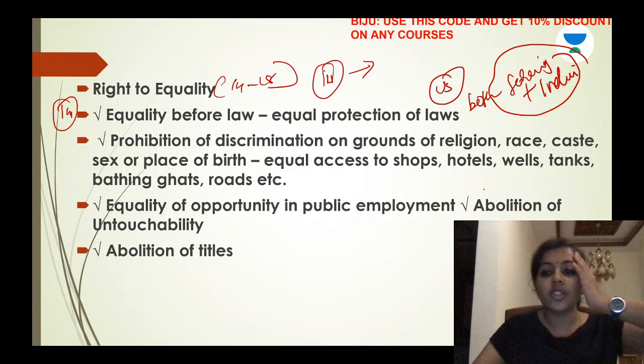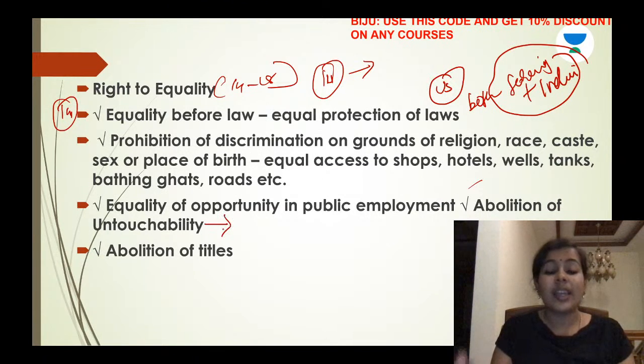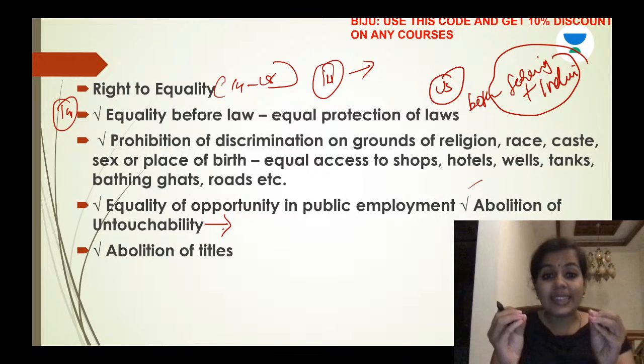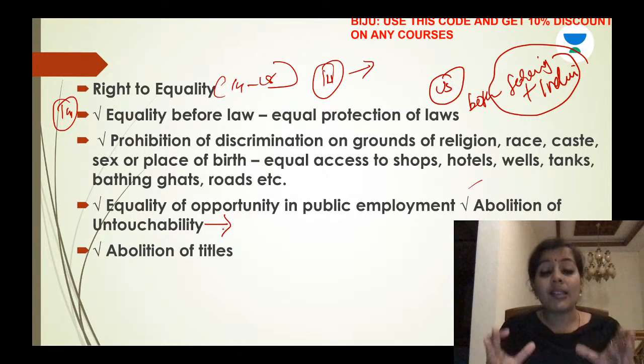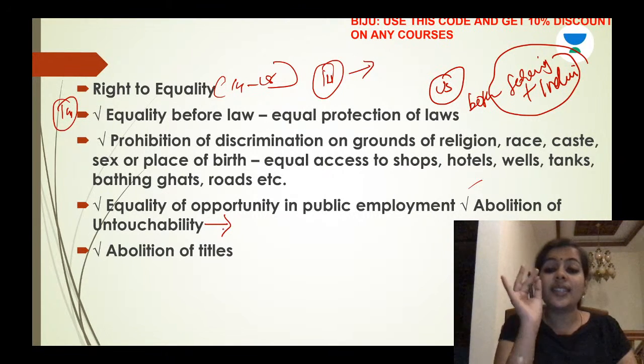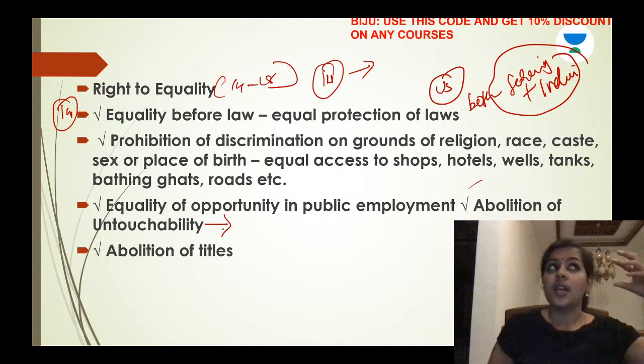So what do you mean by abolition of untouchability? In the past, Dalits were not considered as human. They were considered untouchable. They were not allowed to use the common toilets. They were not allowed to study. They were not allowed to sit and eat together.